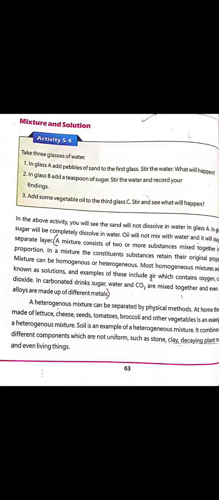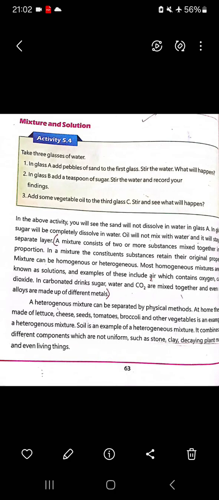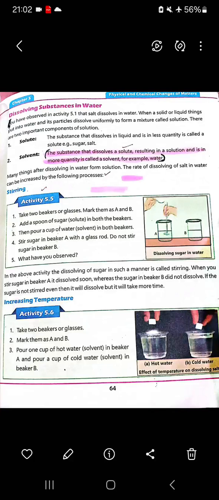There are so many solutions that we use in our daily life. For example, tea, carbonated beverages, and juices. All these are examples of solutions. Now, a solution has two parts: solute and solvent.